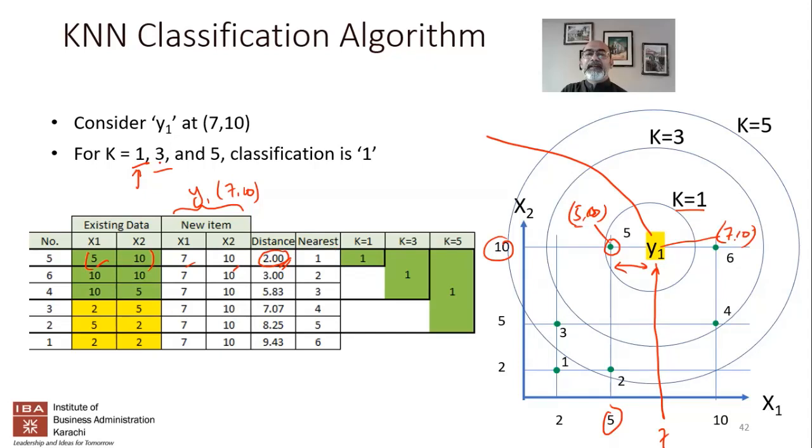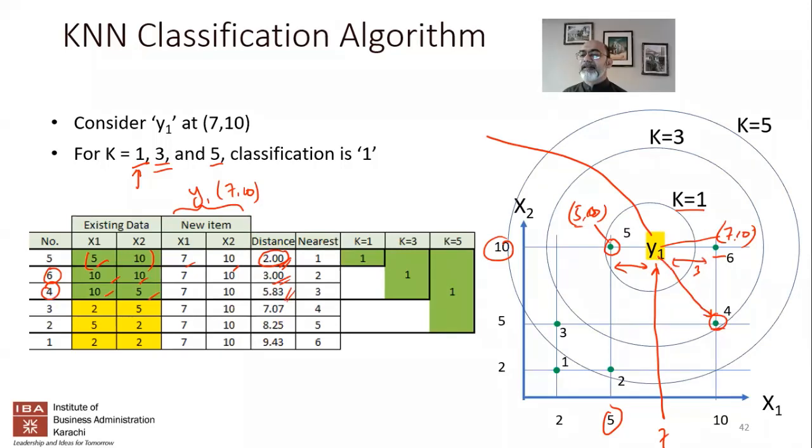As we increase k from 1 to 3, remember, we're only going to use odd values. When you go to k equal to 3, the next two neighbors are 6, 10, which has a distance of 3, as you can see over here. And then the next one is 10, 5, point number 4, and that has a distance which is slightly tricky to calculate.